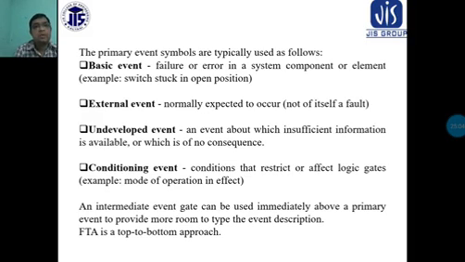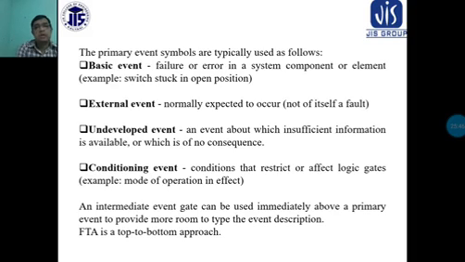The primary event symbols are typically used as follows. The basic events are failures or errors in a system's components or elements. An example is a switch stuck in the open position. The external events are normally expected to occur, not a fault in themselves. The undeveloped event is an event about which insufficient information is available, or which is of no consequence.